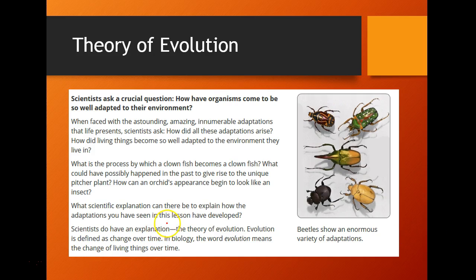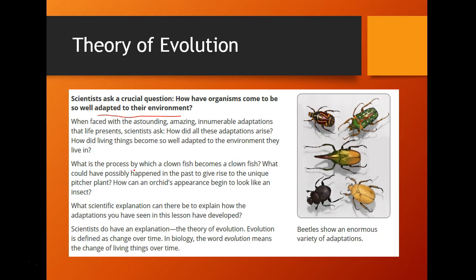So that all leads us to the theory of evolution. So how do we have organisms that are so well adapted to their environment? How does that happen? Is it just magically that all of these organisms are perfectly formed exactly to their environment? And so that's an interesting question.